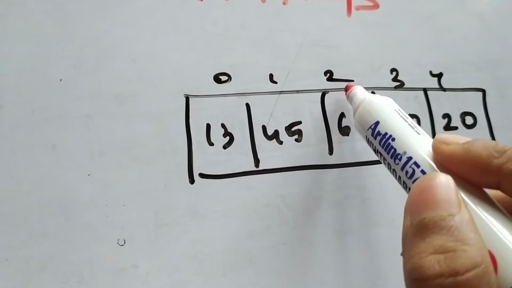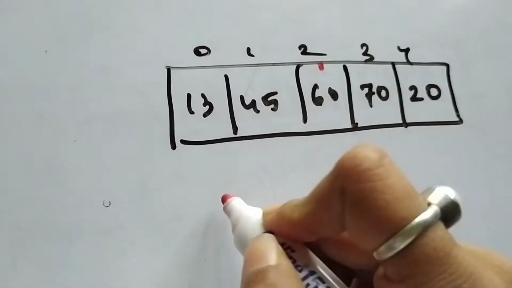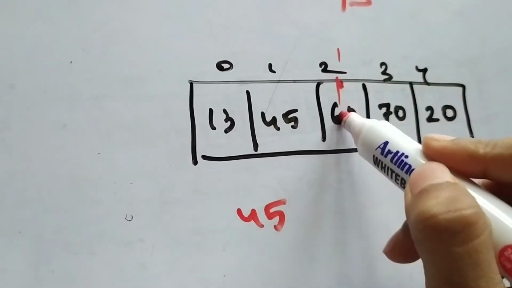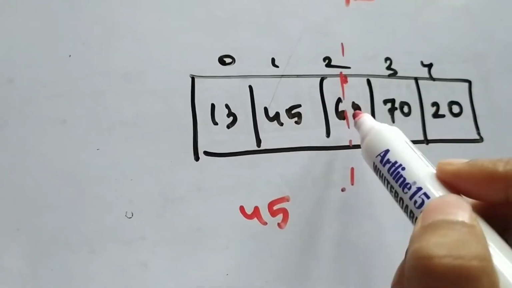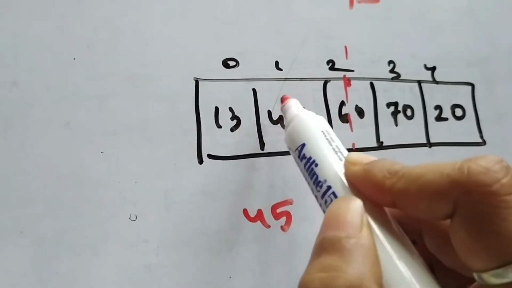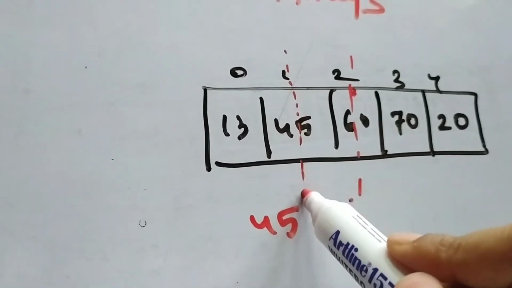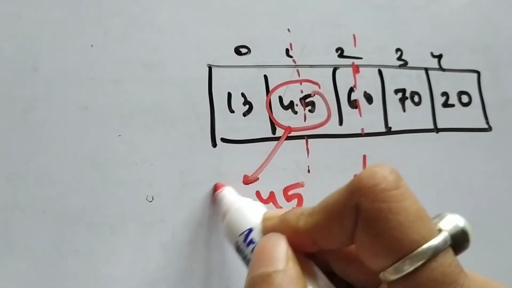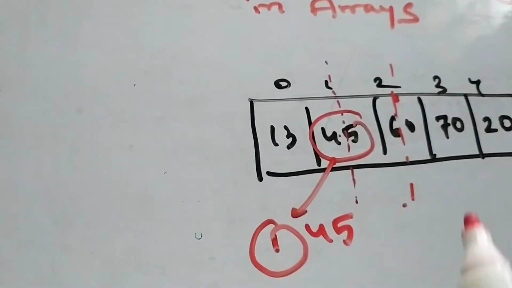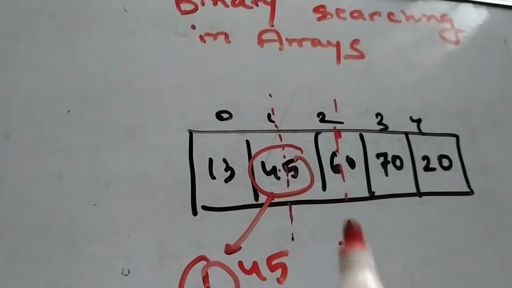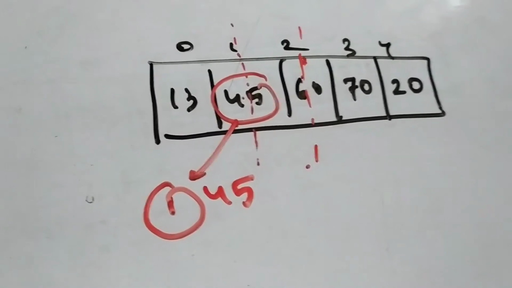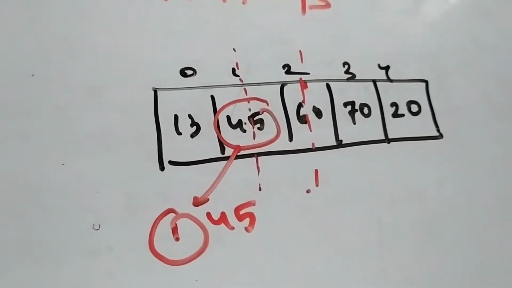Suppose I am assigned to find 45. It will jump to the middle, then it will divide the array into 2 parts, left and right. Then on the left, again it will go to the middle to find the number. Here it finds 45, then it will give index number 1. So here the search is done randomly, unlike linear searching. So that is the difference between linear search and binary search.